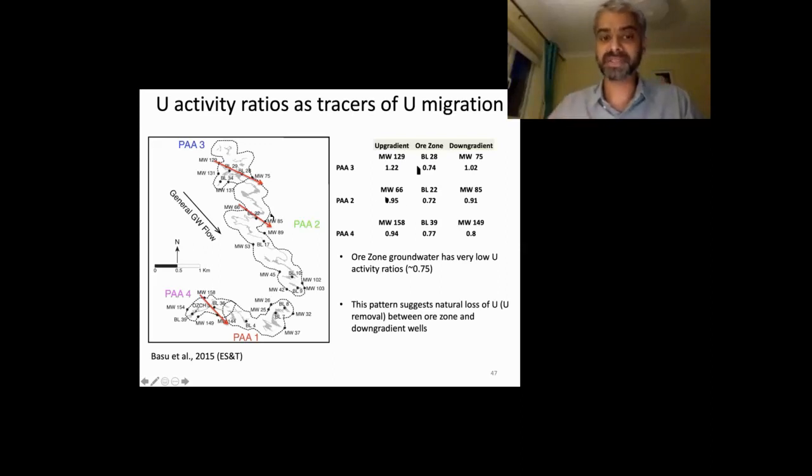So two things. One is that this ore zone water has a unique signature, so that's a tracer for ore zone water. If this water is flowing to downgradient wells, the downgradient water should have the same value or a slightly higher value, which we should be able to predict based on the alpha decay in the system. But what we are seeing is much higher than that. That means that this water is not making it to the downgradient well. So this pattern suggests that there is a loss of uranium in the ore zone or between the ore zone and the downgradient well, which is good news for this site.